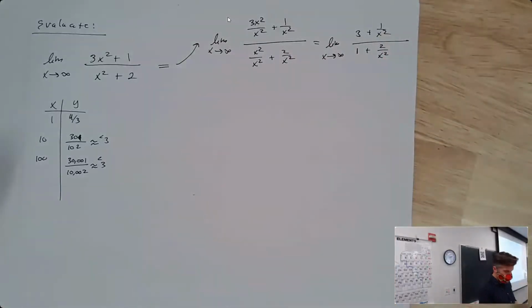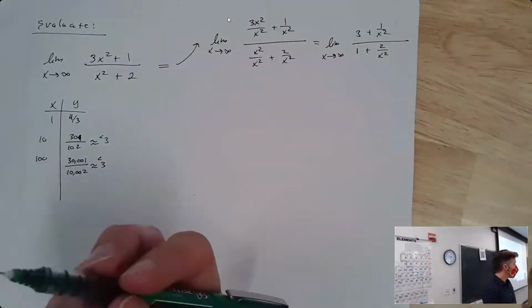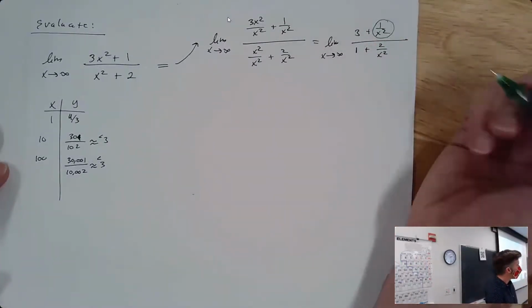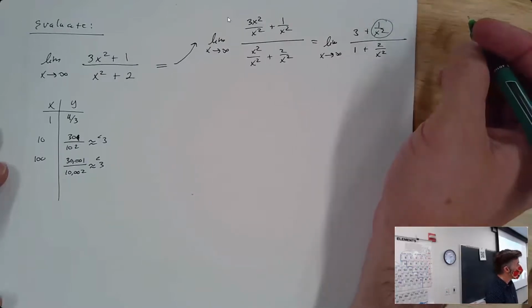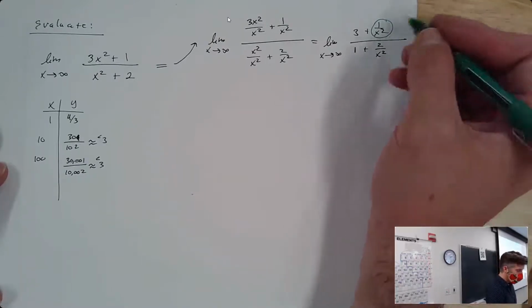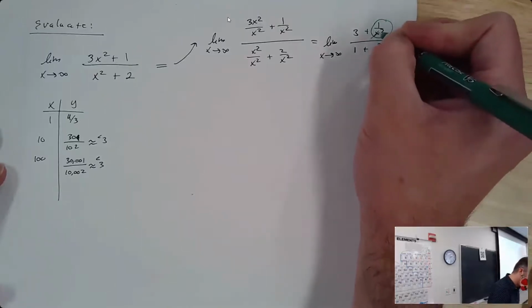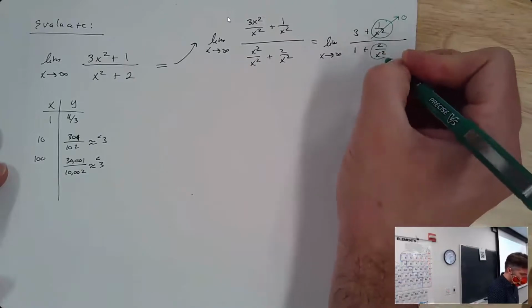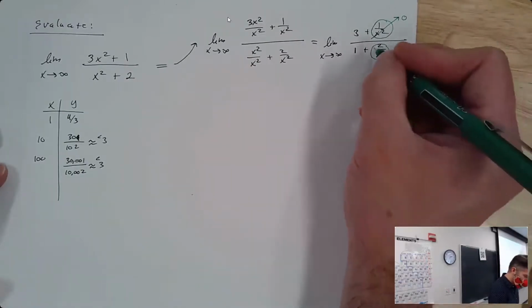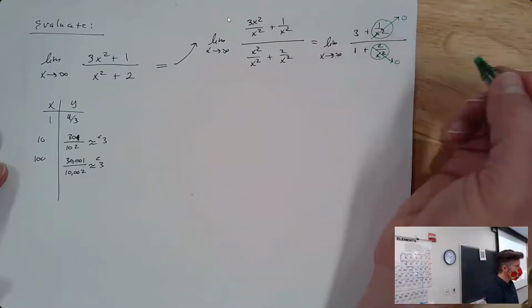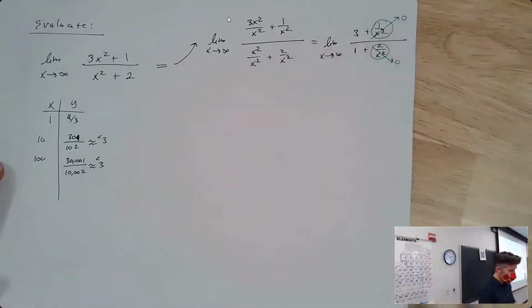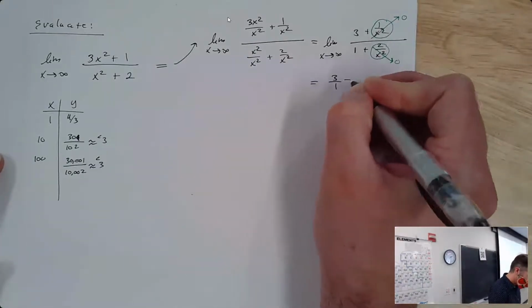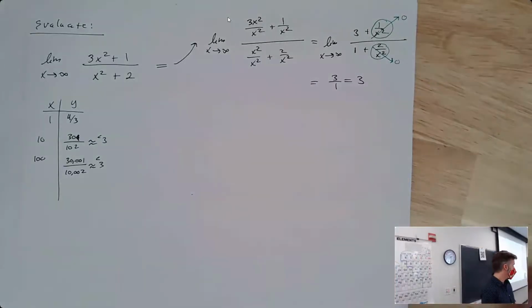So let me ask everybody, as x goes to infinity, what happens to 1 divided by x squared? Does it get big or does it get small? It's very small, right? Because you're having a huge denominator. This is going to approach 0. And the same thing is true for 2 over x squared. As x gets very large, that portion becomes insignificant, negligible, not important. So what are we left with? 3 over 1, which is 3.